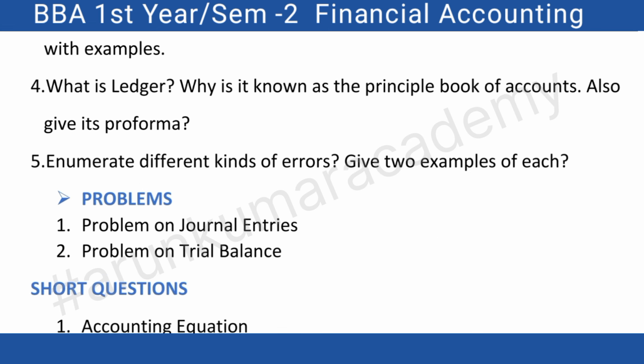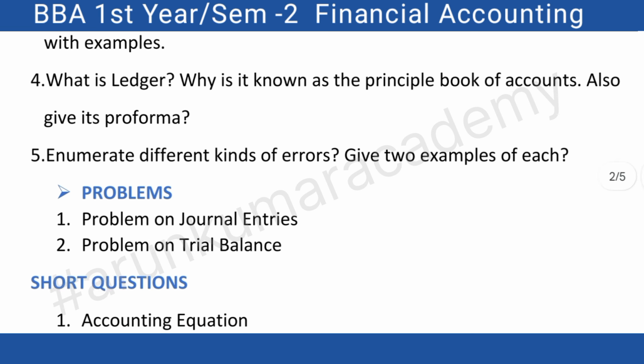So coming to problems, practice the problems related to journal entries and get thorough knowledge on convention rules of accounting and alternative rules of the debit and credit developed by American accountants. And we can practice the problems related to trial balance thoroughly. So here there is a probability of getting any one problem from journal entries or from trial balance, or sometimes they may ask one theory question and one problem. So practice theory questions as well as problems on journal entries and problems on trial balance. So now we'll discuss the short questions.